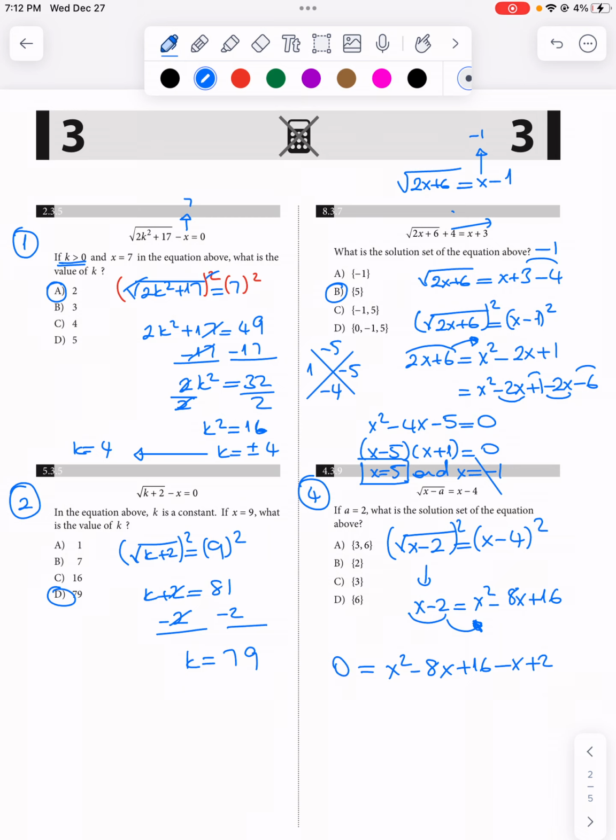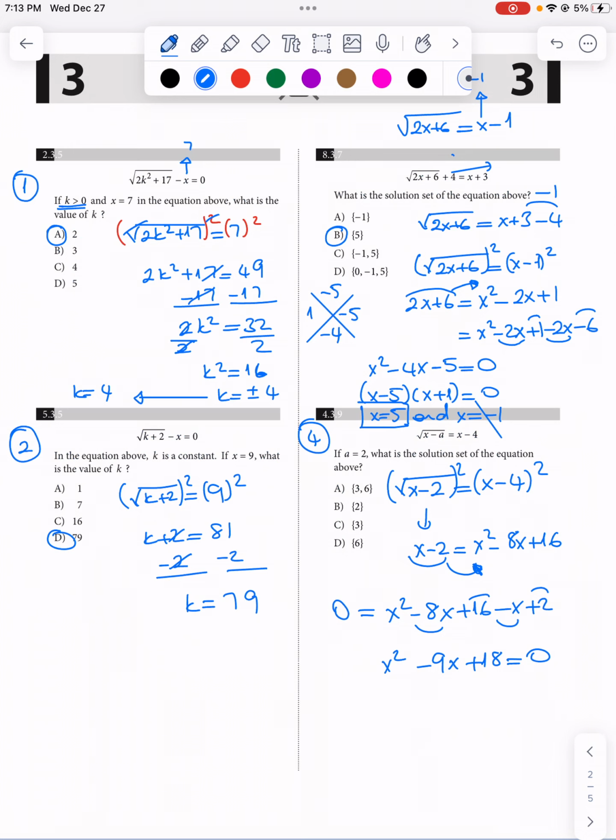plus 16 minus x plus 2 is going to be equal to 0. Okay, so I will combine the like terms. Negative 8x minus x is equal to negative 9x. x squared minus 9x, and 16 plus 2 is equal to 18, which is equal to 0. And we just need to factorize it in this form. So, factors of 18 that add up to negative 9. Those two numbers are going to be negative 6 and negative 3. So (x - 6)(x - 3) is going to be equal to 0.